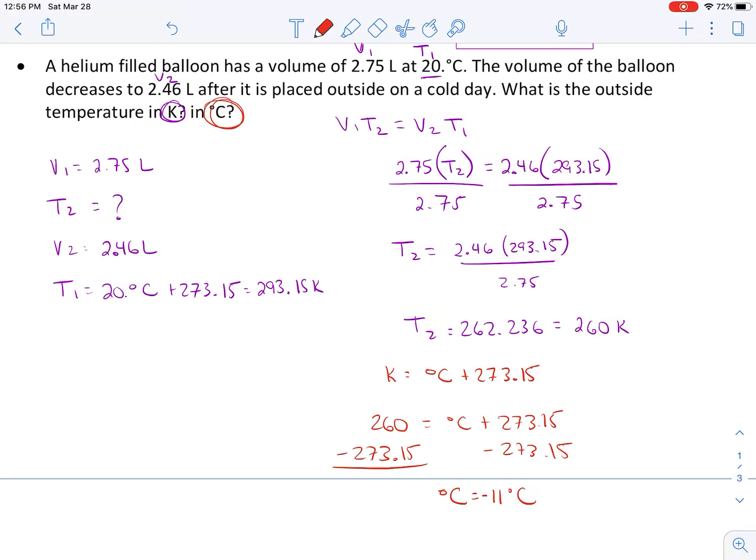Negative 11 degrees C. Sorry, kids. Negative 11 degrees C. All right?